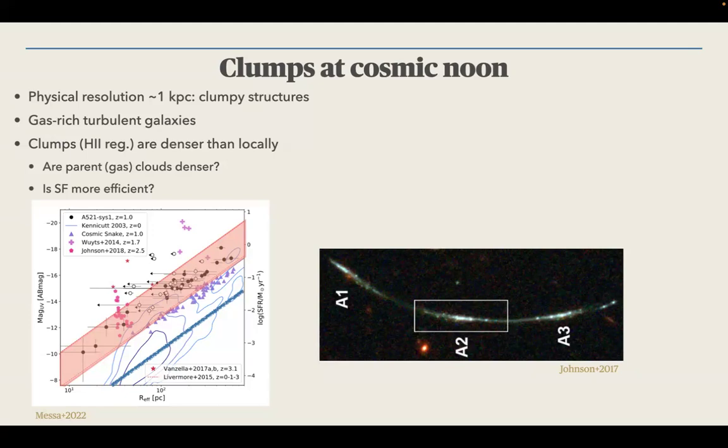And this, I think, can be mainly due to two reasons. So either their parent clouds, so the gas clouds, also are denser than what is seen locally, or the gas clouds are the same, but they are more efficient in forming stars. So we know that locally star formation is inefficient, maybe at cosmic noon it is more efficient.